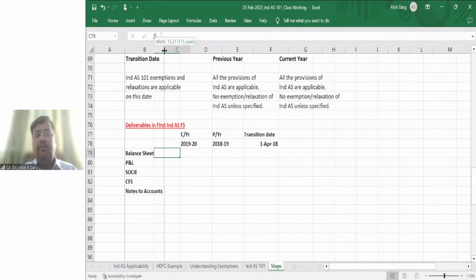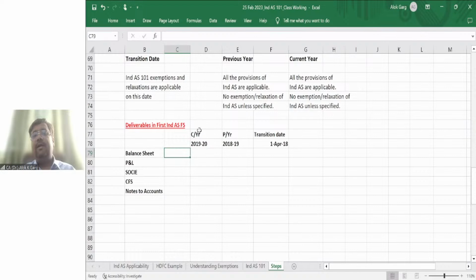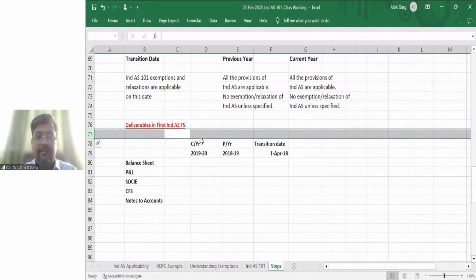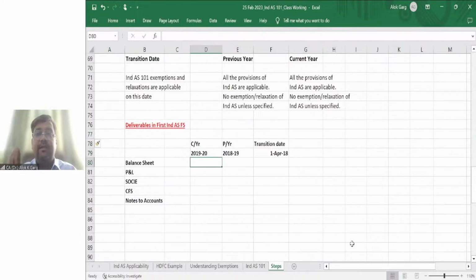In this case, we are discussing what the deliverables are in the first Ind AS financial statement, right? We understood that in the first Ind AS financial statement, there are 3 period financial statements. Balance sheet, first of all. Whether balance sheet is required for the current year, I'm taking the same example, 1920 current year, previous year 1819, first April 18 transition date. Is balance sheet required for current year? Yes. For previous year? Yes. Is the balance sheet required on transition date? Of course, yes. This balance sheet number is an as-on-date number, right?